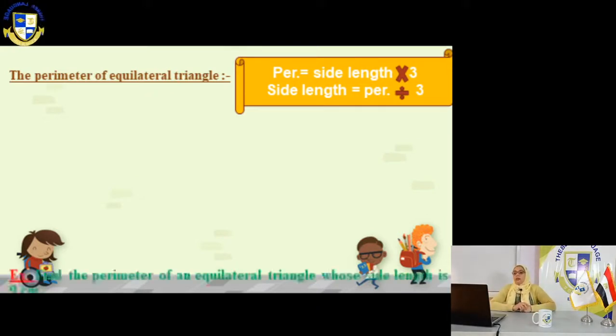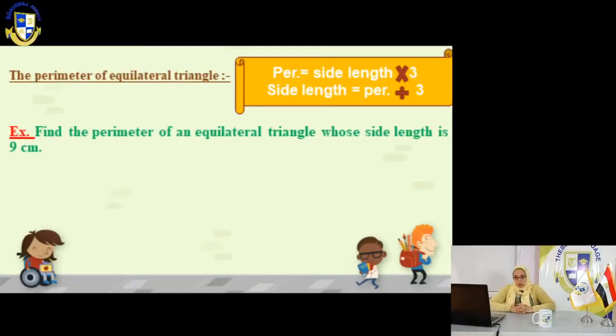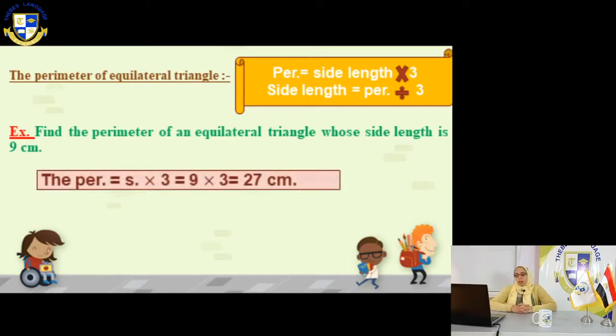First example, find the perimeter of an equilateral triangle whose side length is 9 centimeter. Here we have just one side given, and the triangle has 3 sides. How do we get its perimeter? We said before, equilateral triangle, all sides are equal. So the 3 sides are 9. The perimeter of the equilateral triangle is side times 3, it means 9 times 3 equals 27 centimeter.